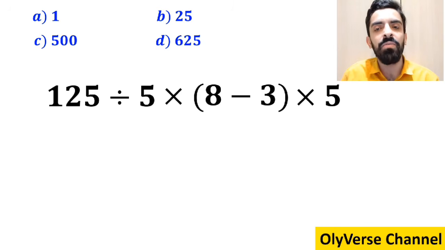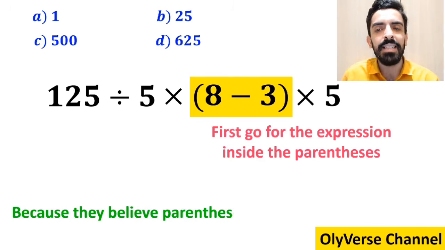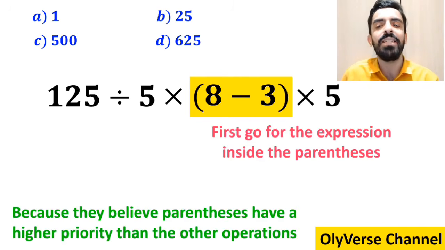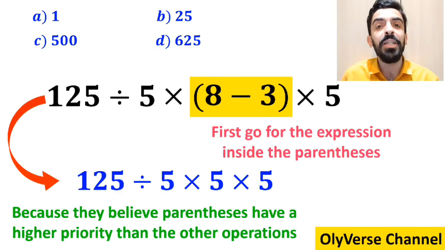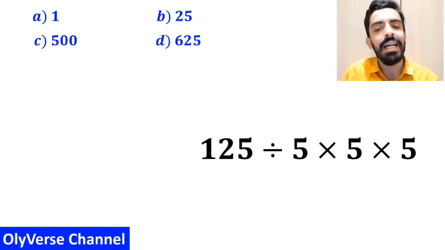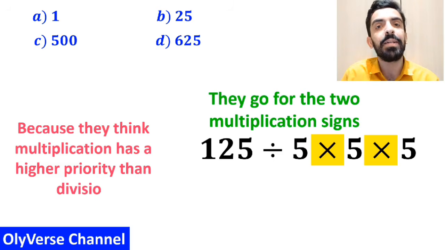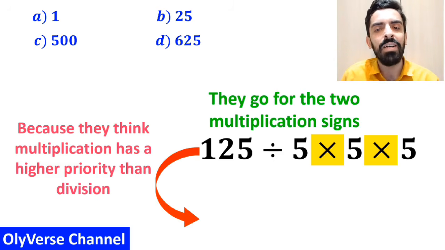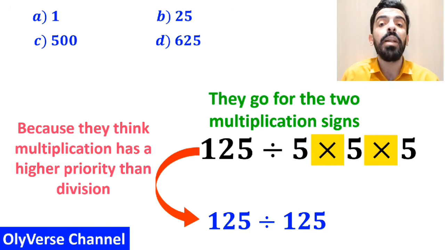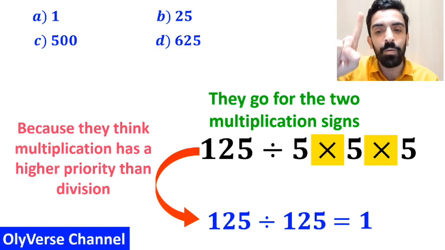Many people, when trying to solve this question, first go for the expression inside the parentheses because they believe parentheses have a higher priority than the other operations. So, they simplify this expression to 125 divided by 5 multiplied by 5 and again multiplied by 5. In the next step, they go for the two multiplication signs that I've highlighted in yellow because they think multiplication has a higher priority than division. So, instead of this expression, they write 125 divided by 125, which finally gives them the answer 1.